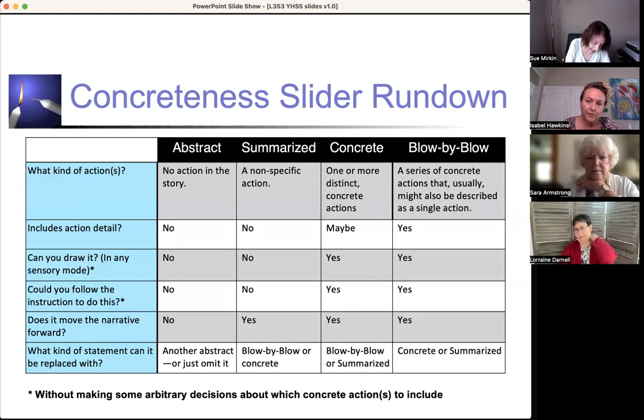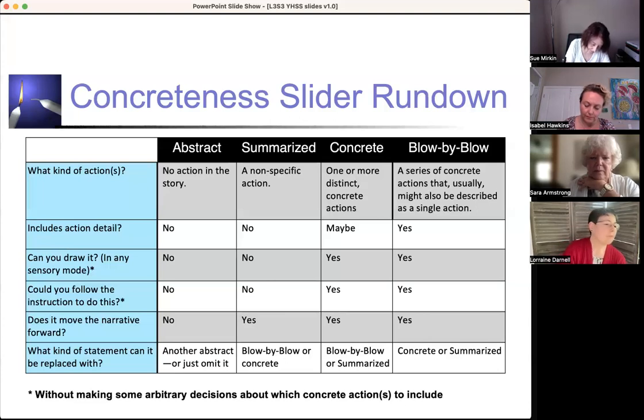Right. Okay. And this is all by way of giving us a vocabulary. So when we see these different kinds of statements in a story, or we consider making them in a story, we have a way to name them, and we have a way to realize, oh, I can make it slightly less abstract by making it summarized. I can make it even less abstract than that by making it concrete. I can make it totally not abstract by making it blow by blow. And this is all the concreteness slider.